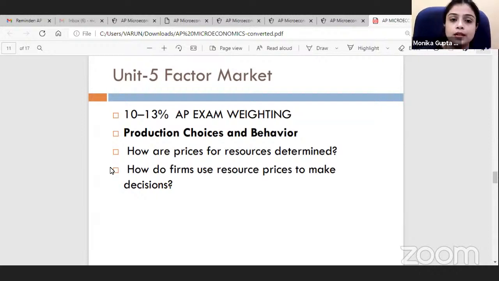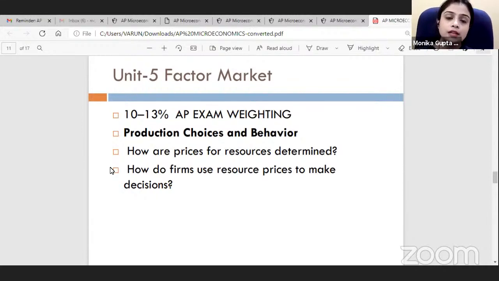The weightage here will be 10 to 13% of your AP exam. You will generally get a short FRQ from this unit, and 10 to 15 multiple choice questions. Now the question arises: what determines the prices for resources? Let's say, how much wages should I pay to the labor? You're talking about a perfectly competitive market. In that market, how much wages should I pay to the labor, and how much labor should I hire? This is also a big question that needs to be answered.